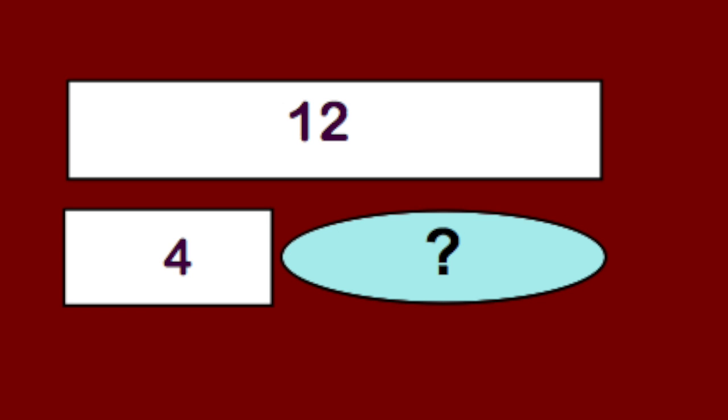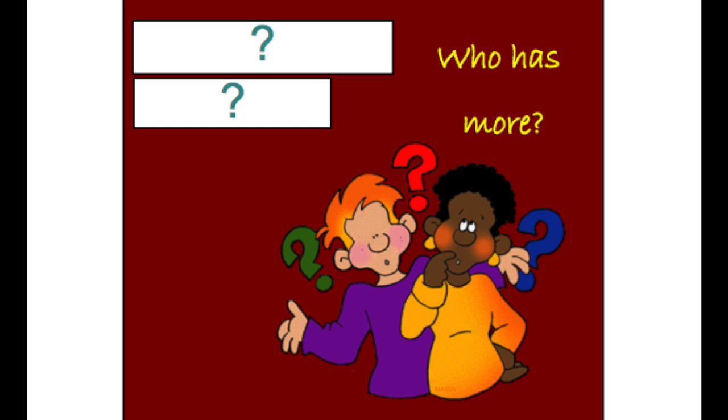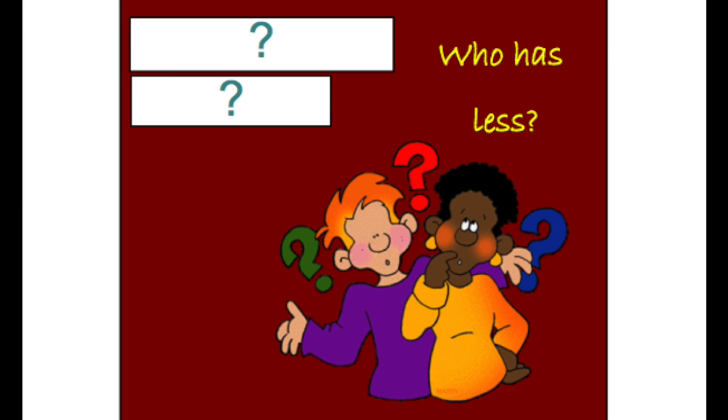Making comparison bars can help students organize the information in a problem and figure out how to find the unknown number. Students must ask themselves who has more, who has less, and how many more, or how many fewer.